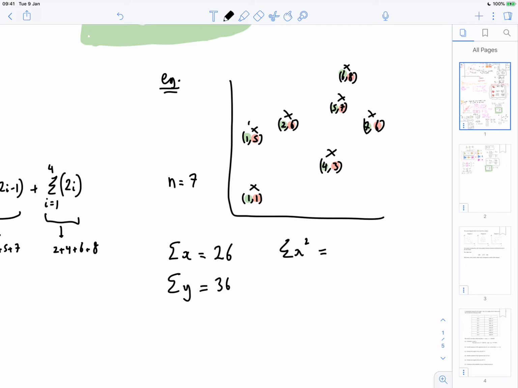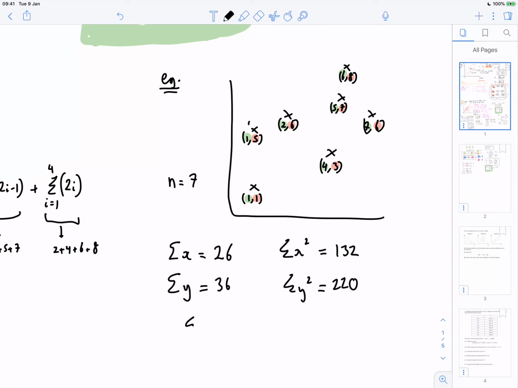Okay, what would the sum of x squareds be? We need to know all this stuff. So 1 squared plus 1 squared is 2, plus 2 squared is 4, plus 4 squared is 16, plus 5 squared is 25, plus 6 squared is 36, plus 7 squared is 49. Add the 2 originally. I make that the sum of x squared is 132. The sum of y squared is when I square all the y values, so 1 plus 25 plus 36 plus 9 plus 49 plus 64. So I make the sum of y squared 220.